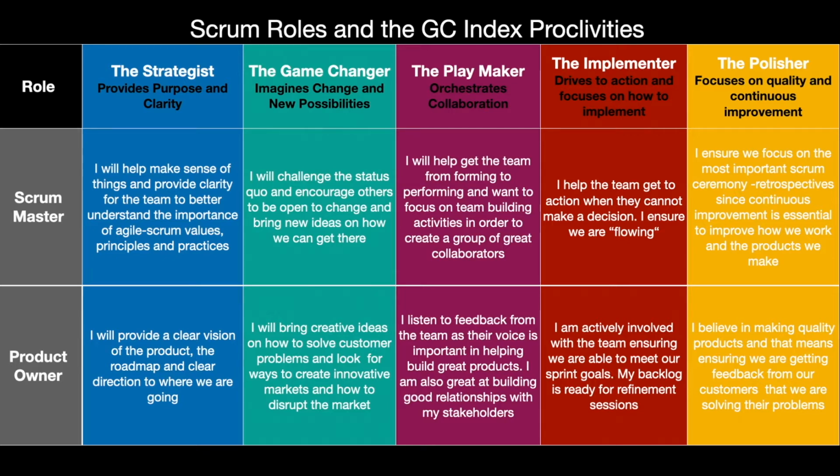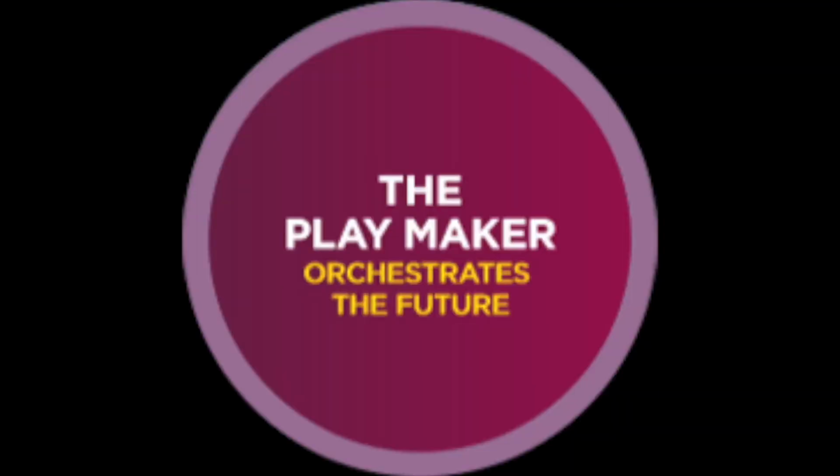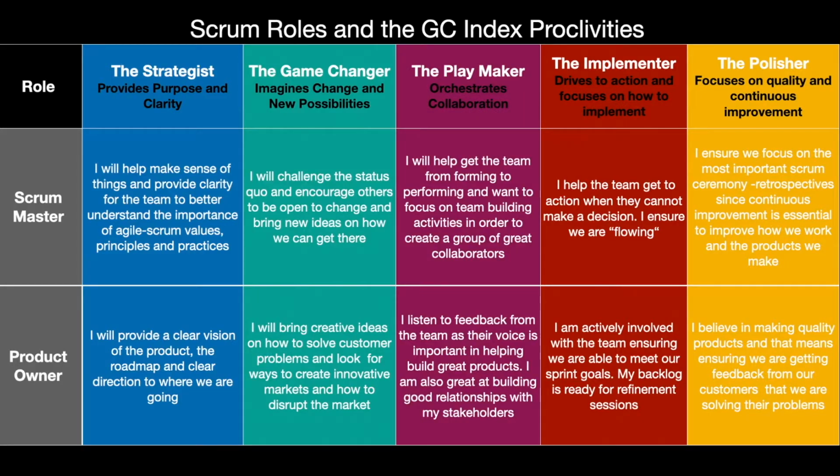Now, the GC Index allows that ability to measure individuals' impacts. We call these proclivities. There are 5 of them. I'm going to give you an example of Scrum Master. We'll do 2 of them for this conversation. Playmaker. You ever wonder why a Scrum Master does not focus a lot of energy on team building activities or really trying to get the team to collaborate more?